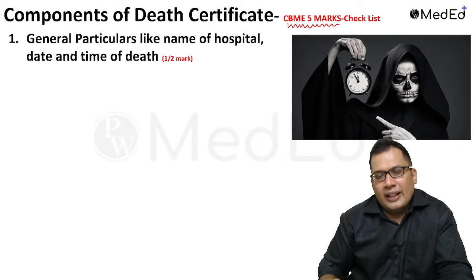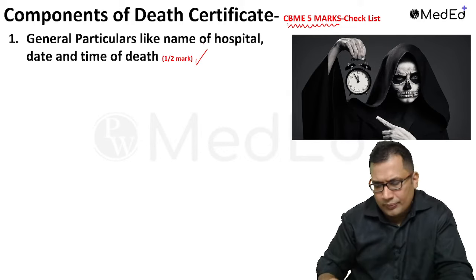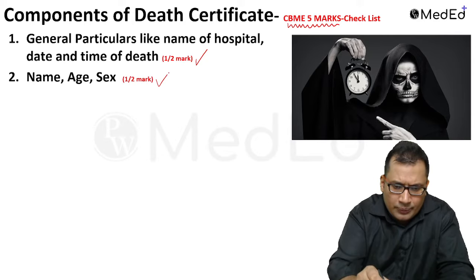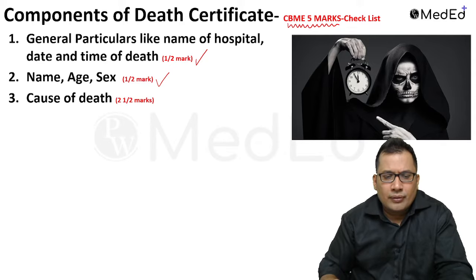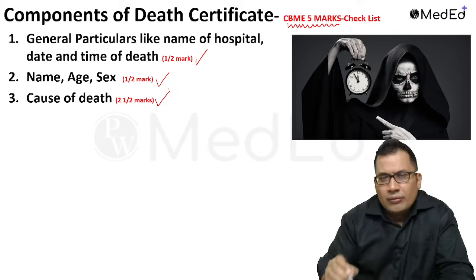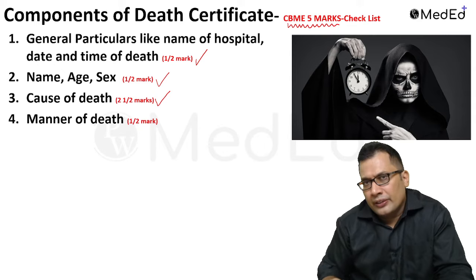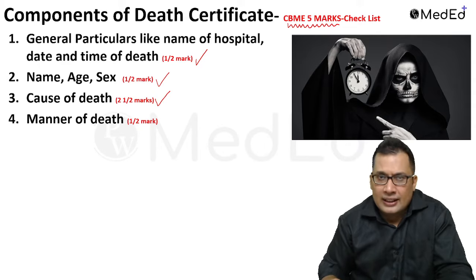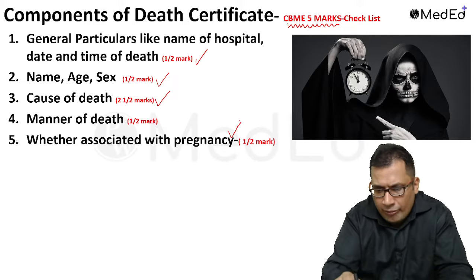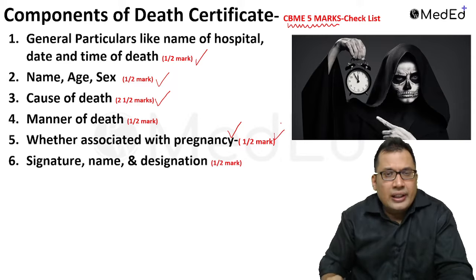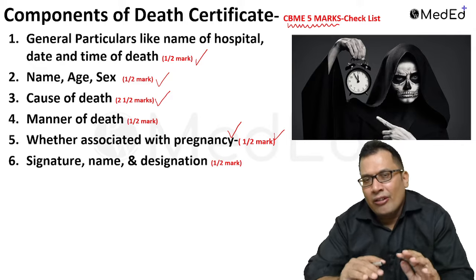General particulars like name of the hospital, date and time of death, around 0.5 mark. Name, age, sex of the patient. Cause of death: so in cause of death, 1A, 1B, 1C and 2, 2.5 marks. Manner of death: suicide, homicide or accident. Whether it is associated with pregnancy or not, 0.5 mark. Lastly, signature, name and designation, 0.5 marks. So in general, 5 marks.